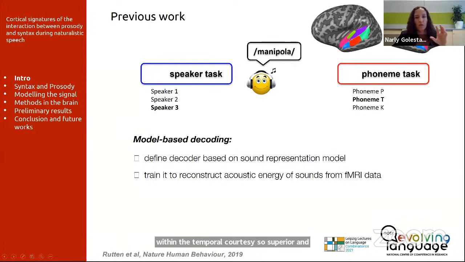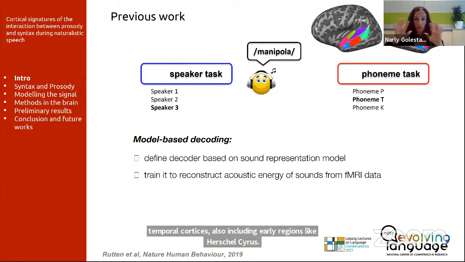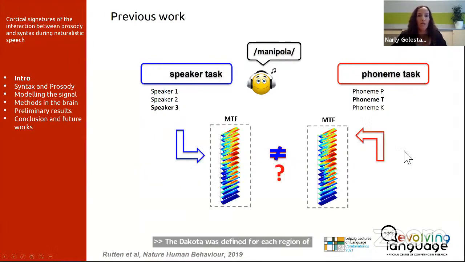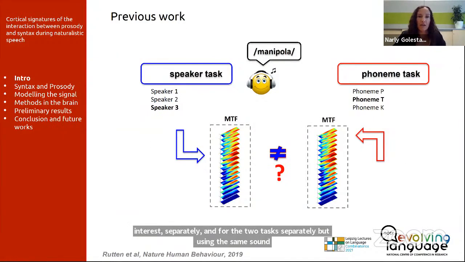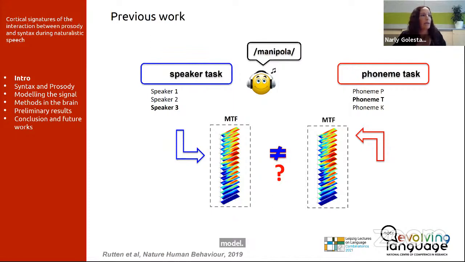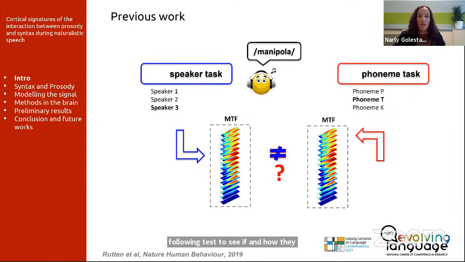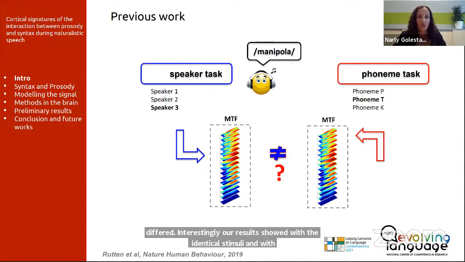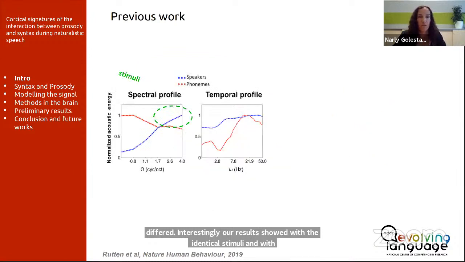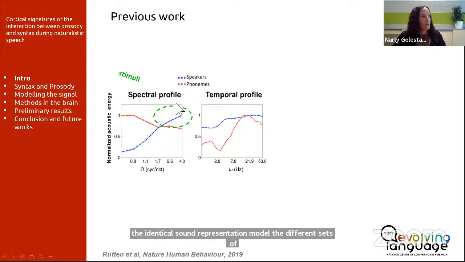So the decoder was defined for each region of interest separately and for the two tasks separately, but using the same sound model. And then we compared the reconstruction accuracies for the speaker and the phoneme task to see if and how they differed. And interestingly, our results showed that with the identical stimuli and with the identical sound representation model, different sets of specific features were reconstructed better depending on which task was being performed. So first I'll talk about the stimuli.